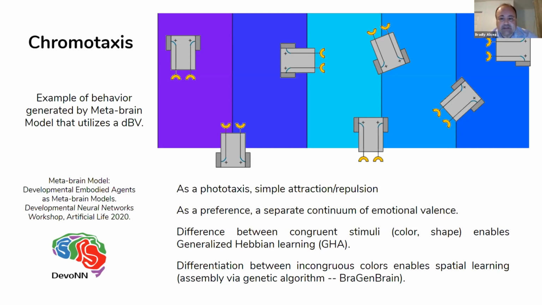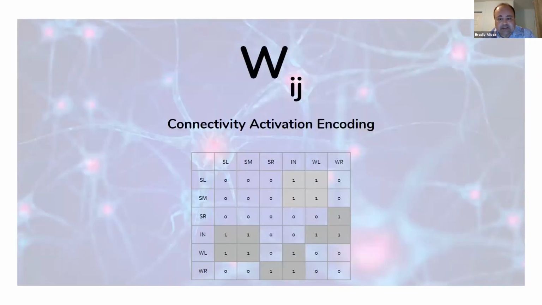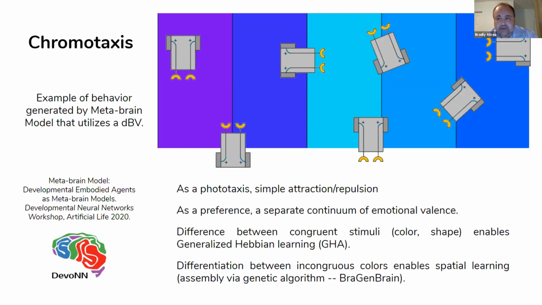And then there's a difference between congruent stimuli. So color, for example, and then maybe the shape of the color might become important. And we've simulated that using generalized Hebbian learning, which occurs later in development. And then we can also have differentiation between incongruous colors, and this enables spatial learning. And this is something we've done with a genetic algorithm, not only evolving these networks, but also differentiating between things in the environment. And actually, I'll send you this paper. This is a good source for this type of work.